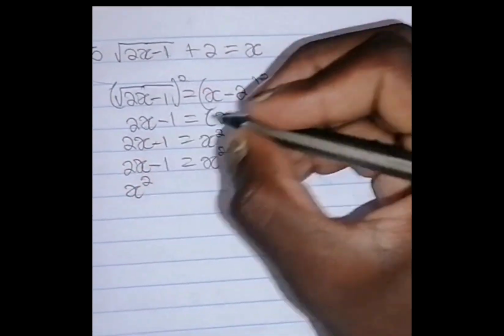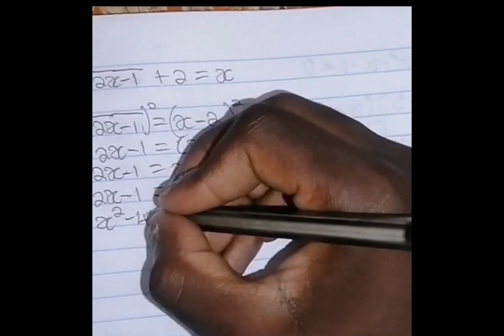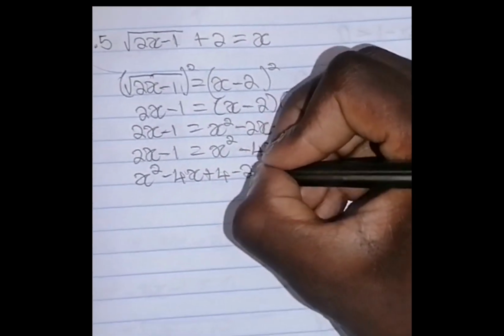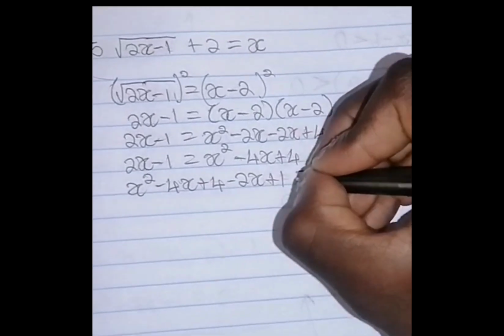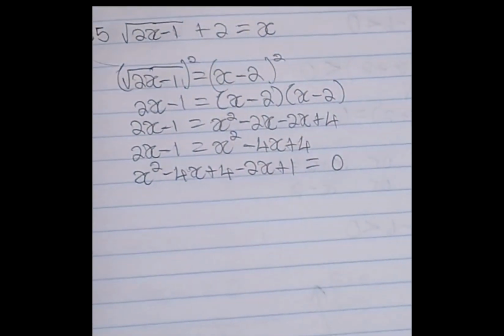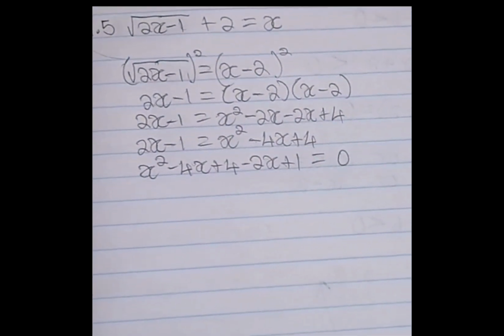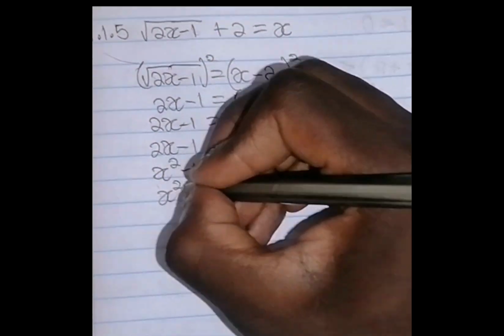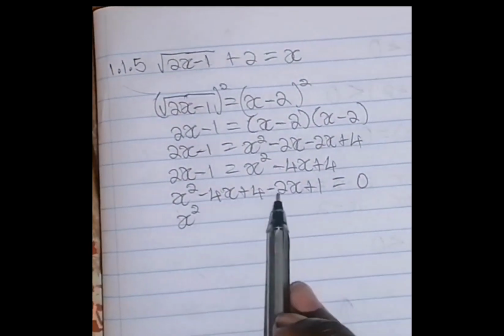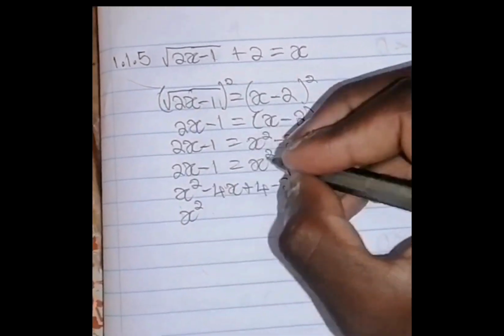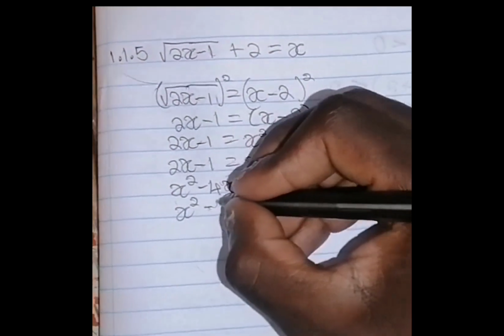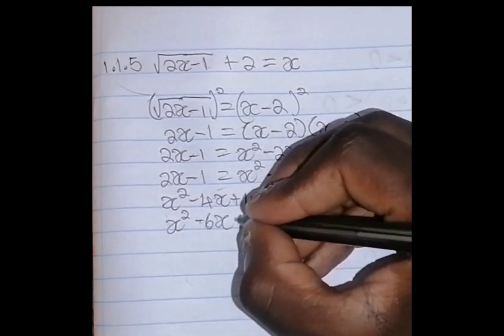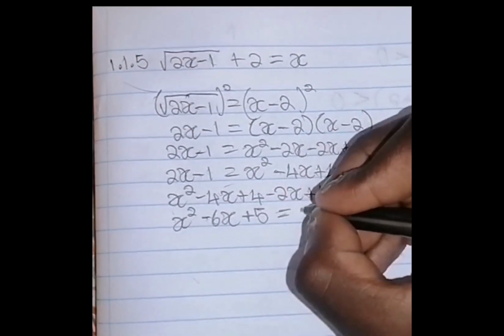So we'll have positive x squared minus 4x plus 4 minus 2x plus 1 equals 0. So one side is equated to 0 as we have removed all of the values that are there. Now you group the like terms. So we have x squared, negative 4x, negative 2x, it's negative 6x, positive 4, positive 1, it's positive 5, which equals 0.